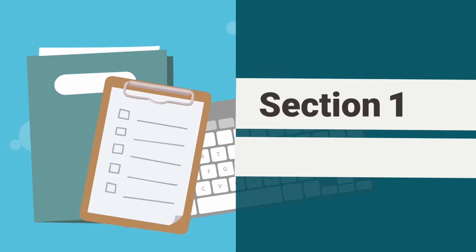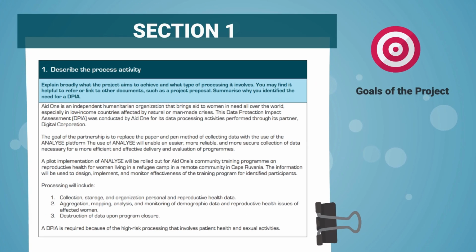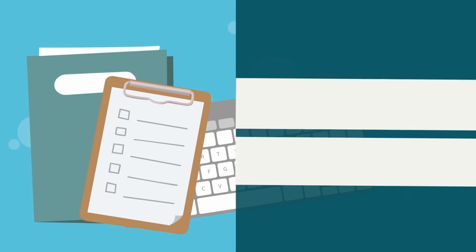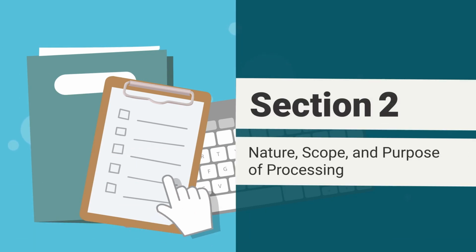The first section of the DPIA template explains the proposed processing activity. Aid First starts with the goals of the projects and how the data collection software Analyze contributes to the achievement of the goals. The next section is divided into subsections on the nature, scope, and purpose of processing, respectively.